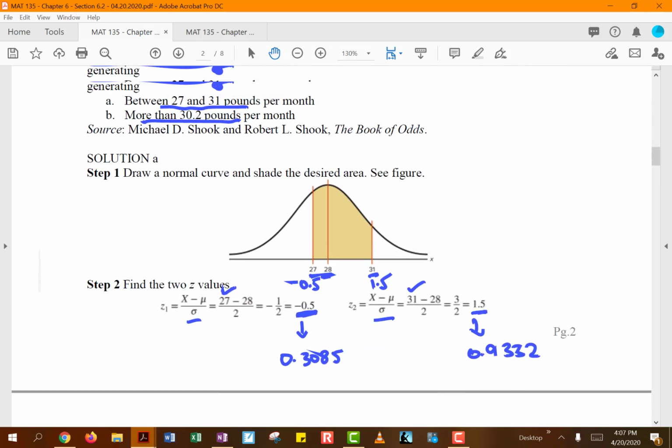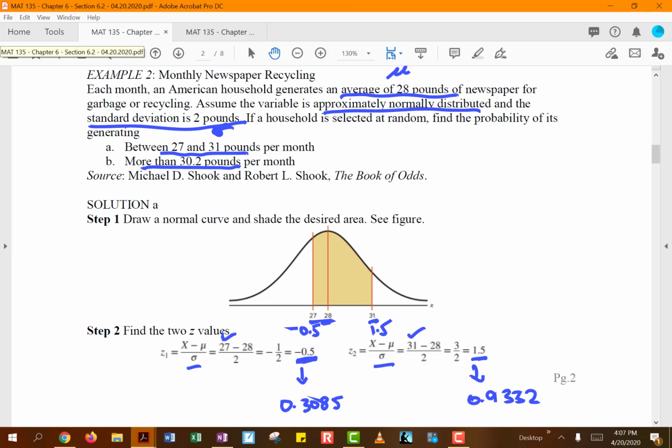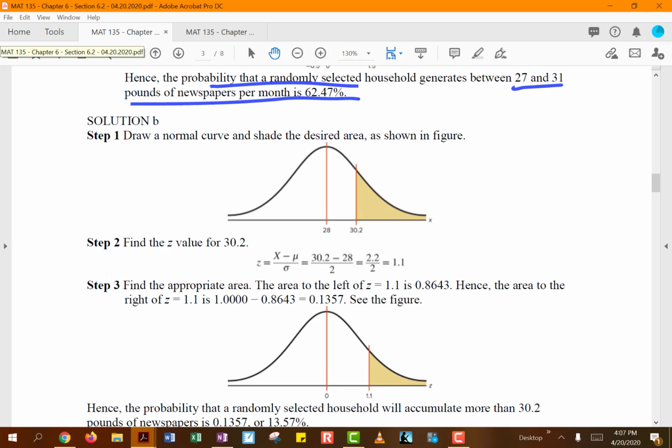Okay, now part B here was talking about what if they are generating more than 30.2 pounds of newspaper per month.